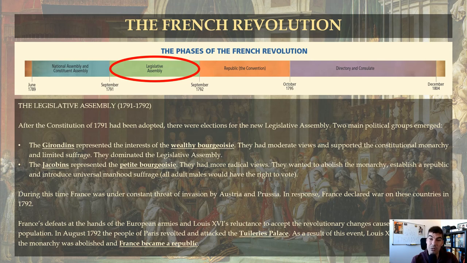So, in August 1792, the people of Paris revolted again and attacked the Tuileries Palace, okay? This was the palace in which the assembly was gathered, and where Louis XVI lived, okay? So as a result of this event, Louis XVI was imprisoned and the monarchy was abolished and France became a republic. So the first French Republic was established after this assault on the Tuileries Palace, el Palacio de las Tullerías.